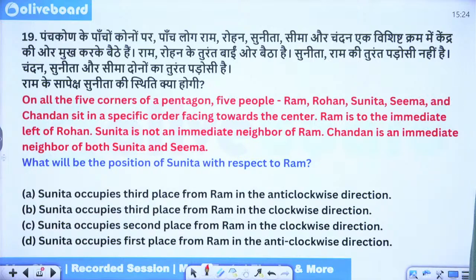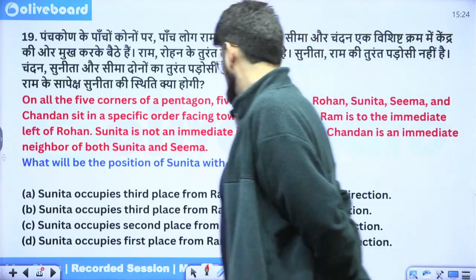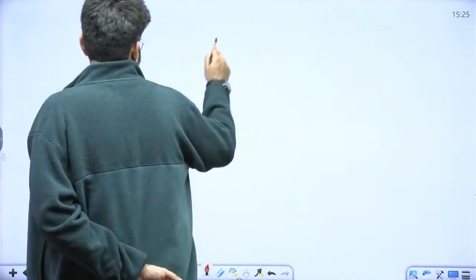On all 5 corners of a pentagon, 5 people, Ram, Rohan, Sunita, Seema and Chandan sit in a specific order facing towards the center. Okay. So, pentagon.